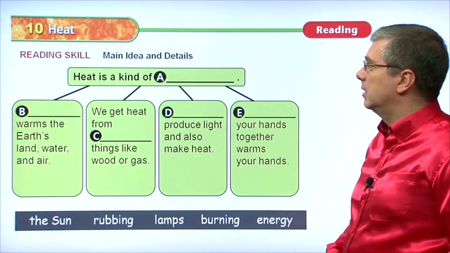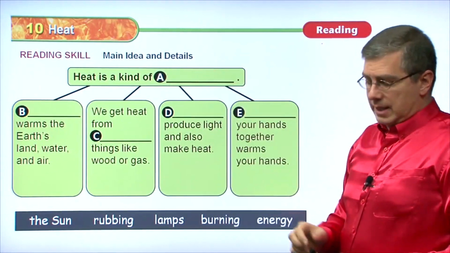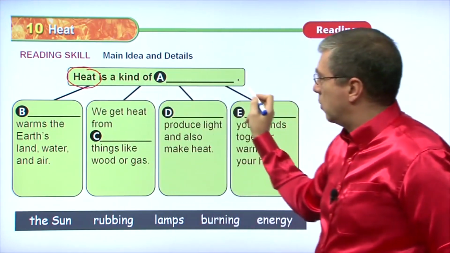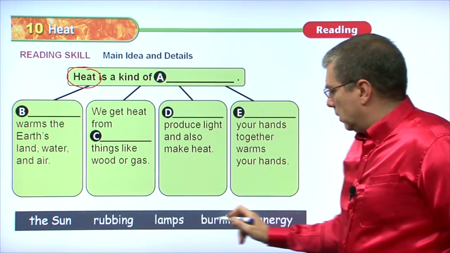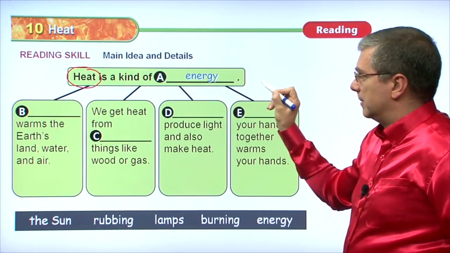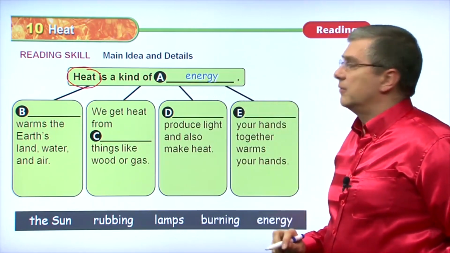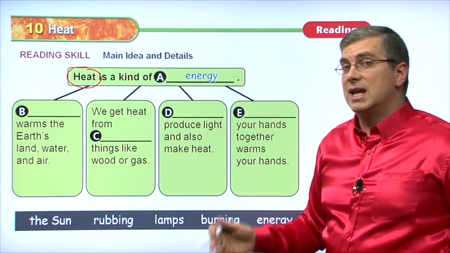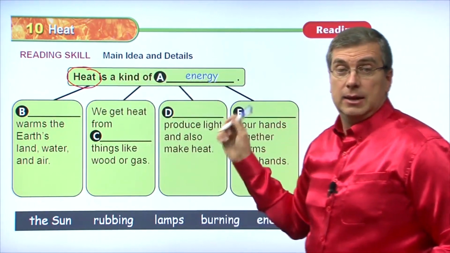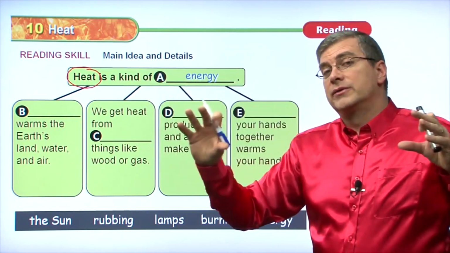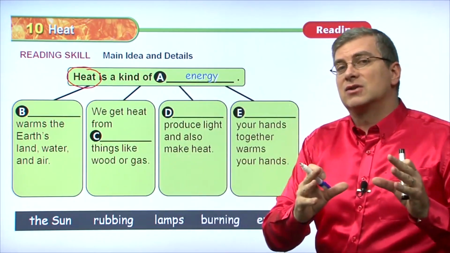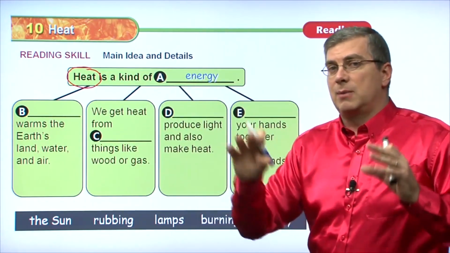Okay, we have our reading skill here. We have the main idea and details. Our main idea is that heat is a kind of what? What would we use here? Of course, we can see heat is a kind of energy. There are many kinds of energy. Heat is one kind of energy. That's our main idea that covers the whole topic of what we're talking about. Heat is our subject. What is heat? Heat is a type of energy.